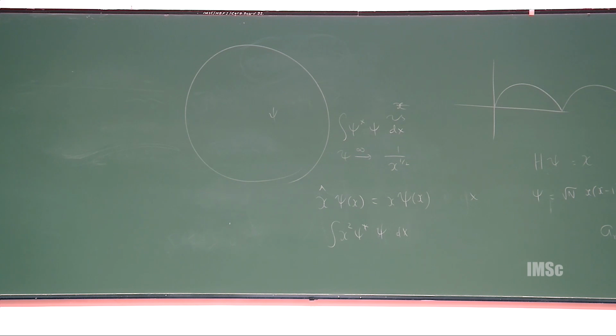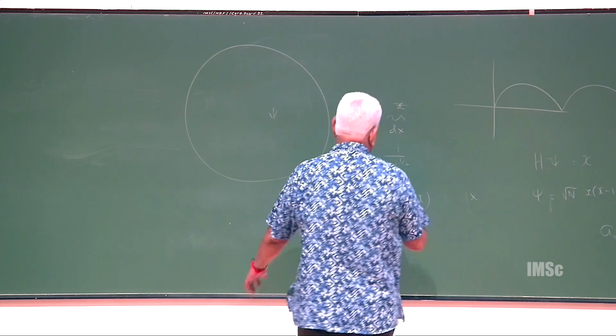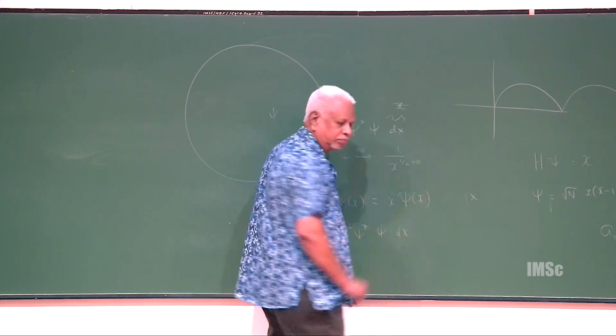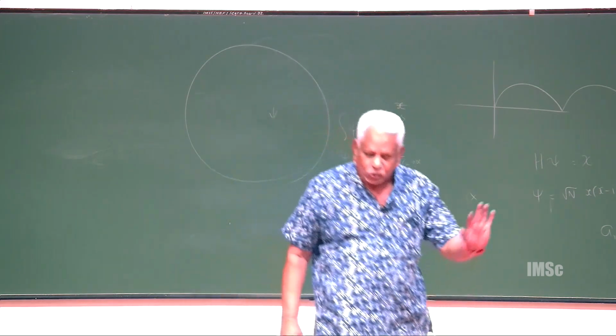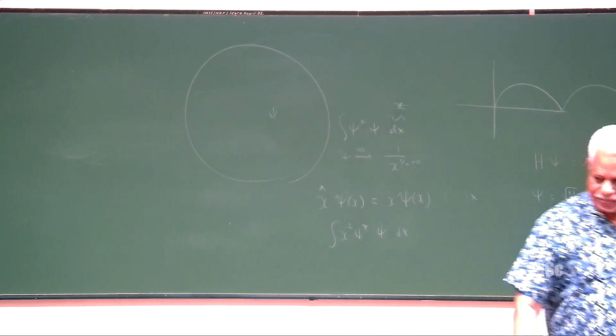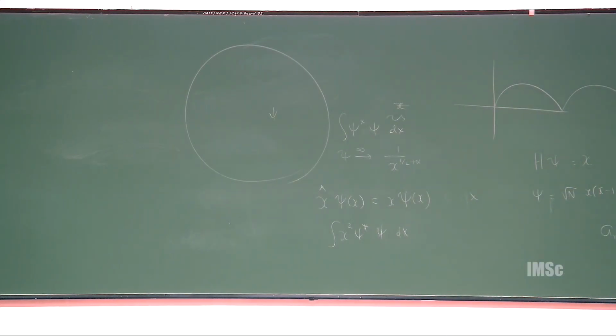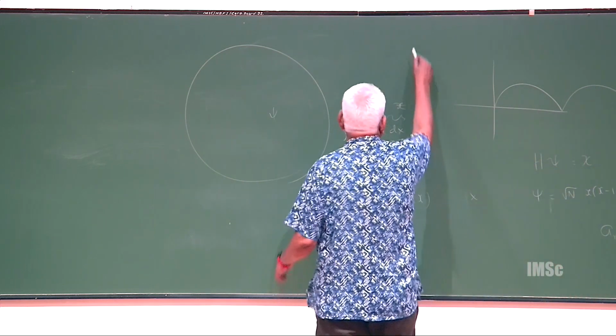That's what will happen. So it should behave something like x power half plus some alpha here. If it goes like x power half plus alpha, psi star psi will be 1 by x power 1 plus alpha. That integral, dx by x power something greater than 1, okay, this integral is finite. This integral is finite.